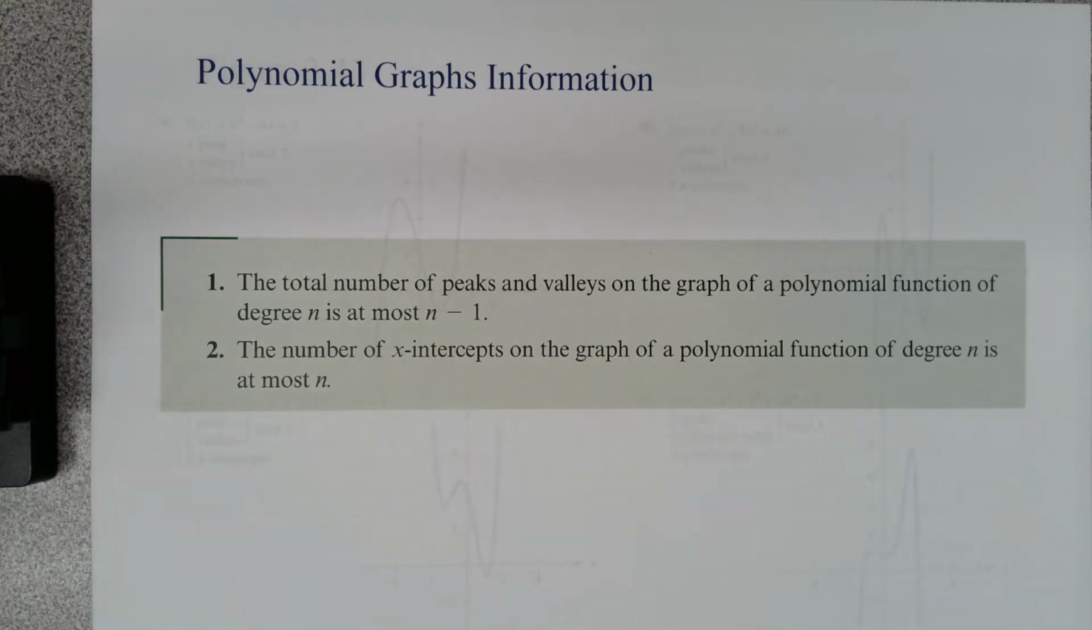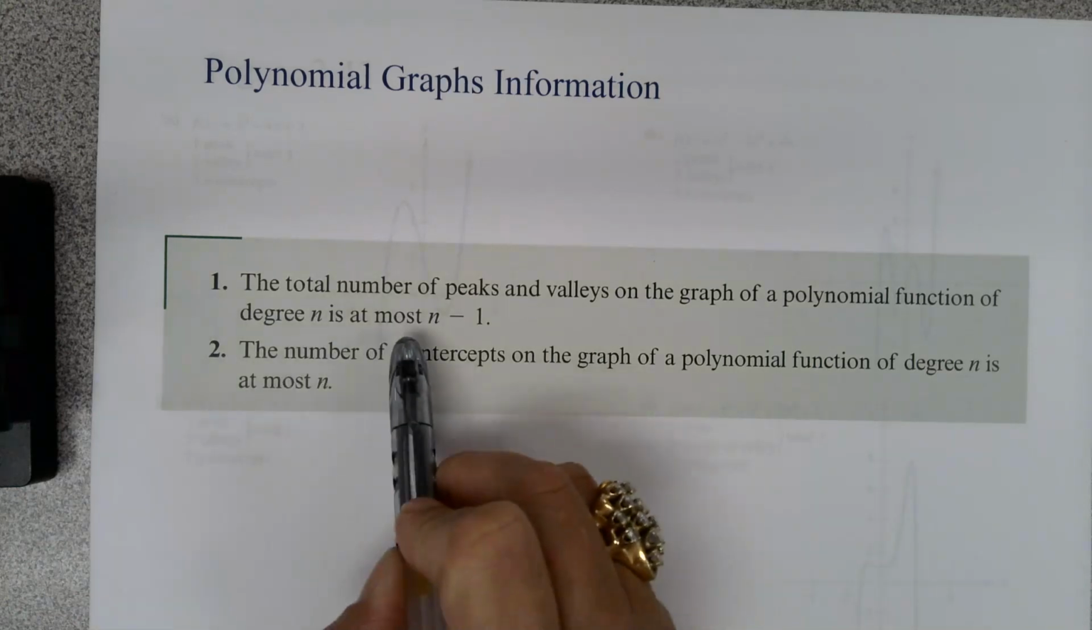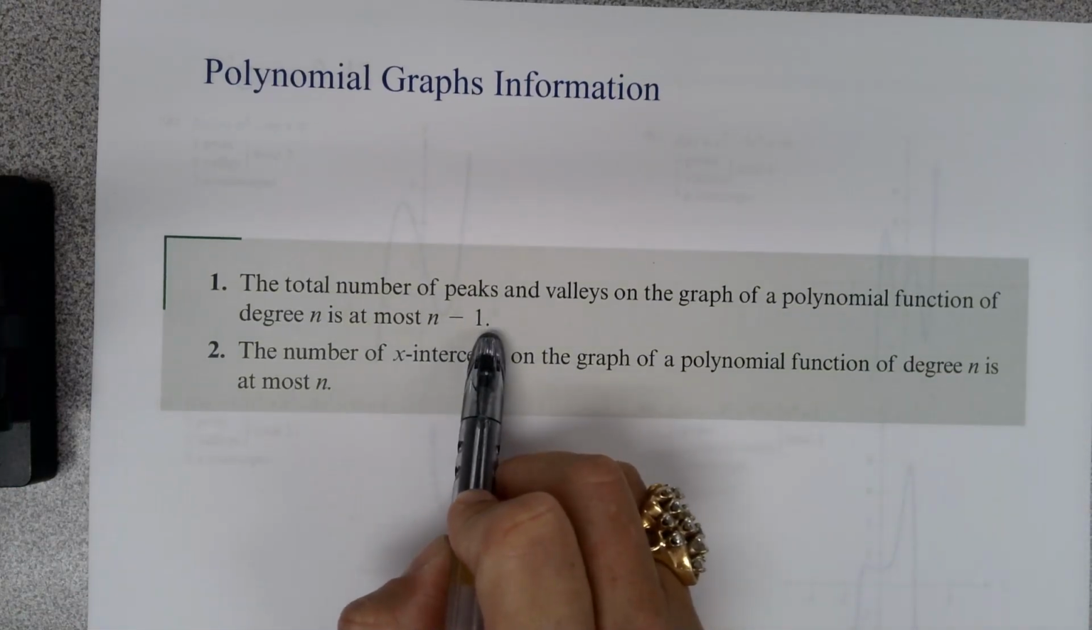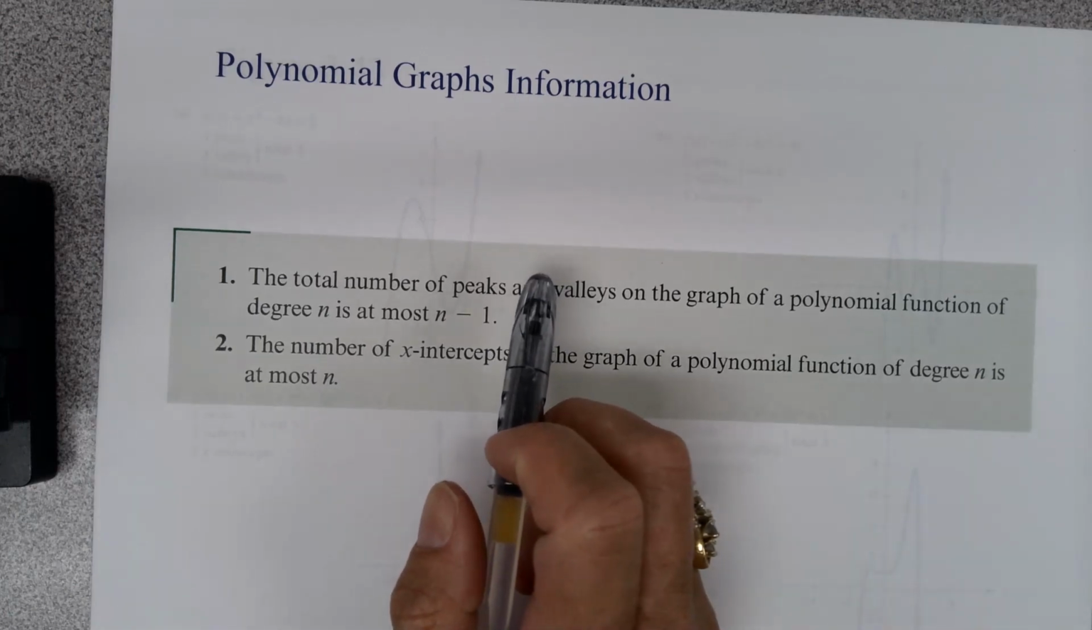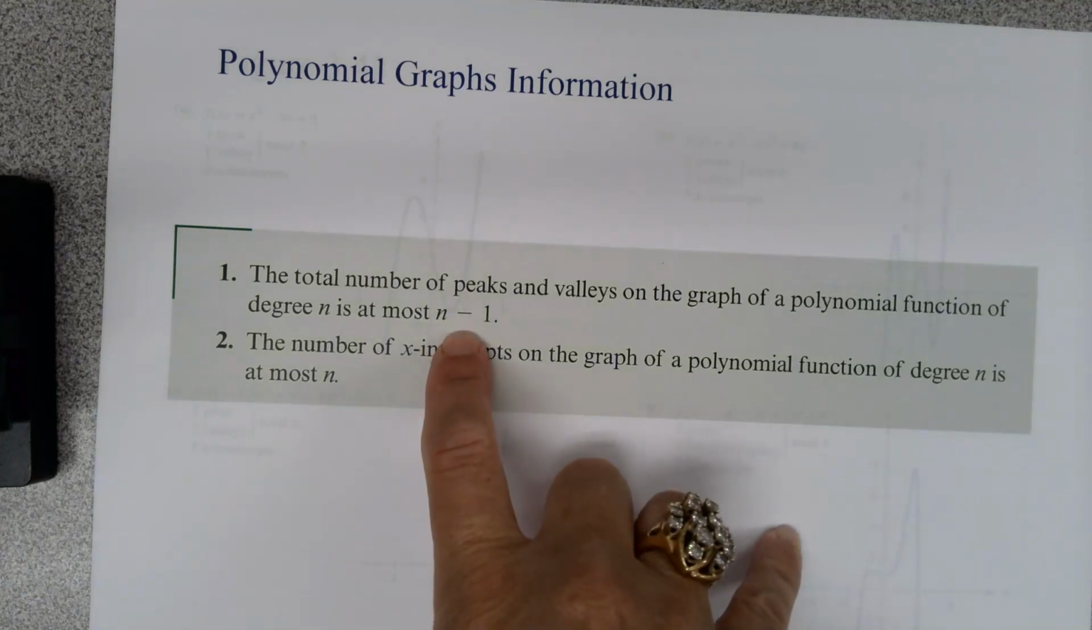Think about this. If we had a degree 2 polynomial, that was our parabola. If it was upward opening, we had only one valley. So n here would be 2, and 2 minus 1 is 1. We know we're going to have at most 1, either a peak or a valley, not one peak and one valley. Collectively, if we count all the peaks and valleys, it will be at most n minus 1.